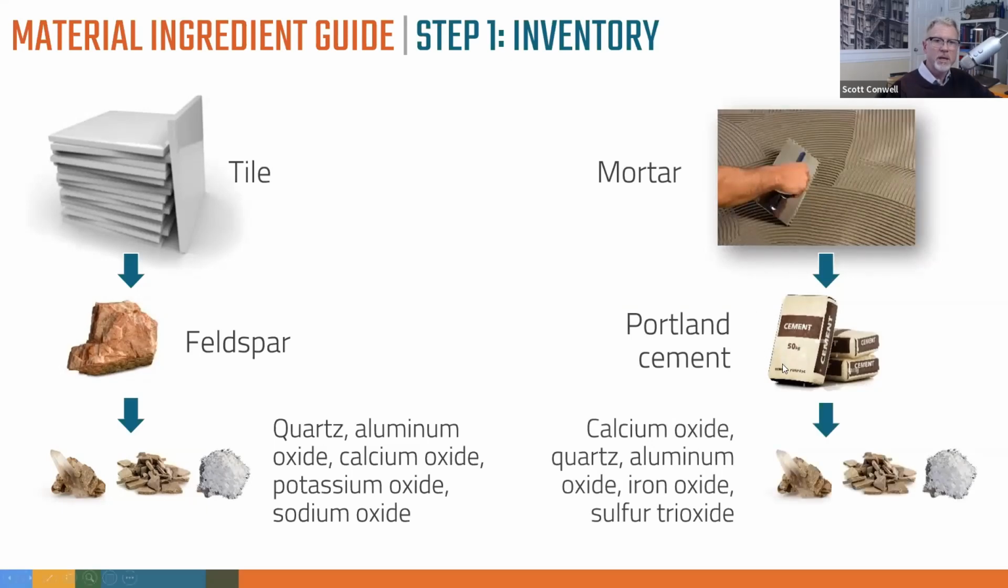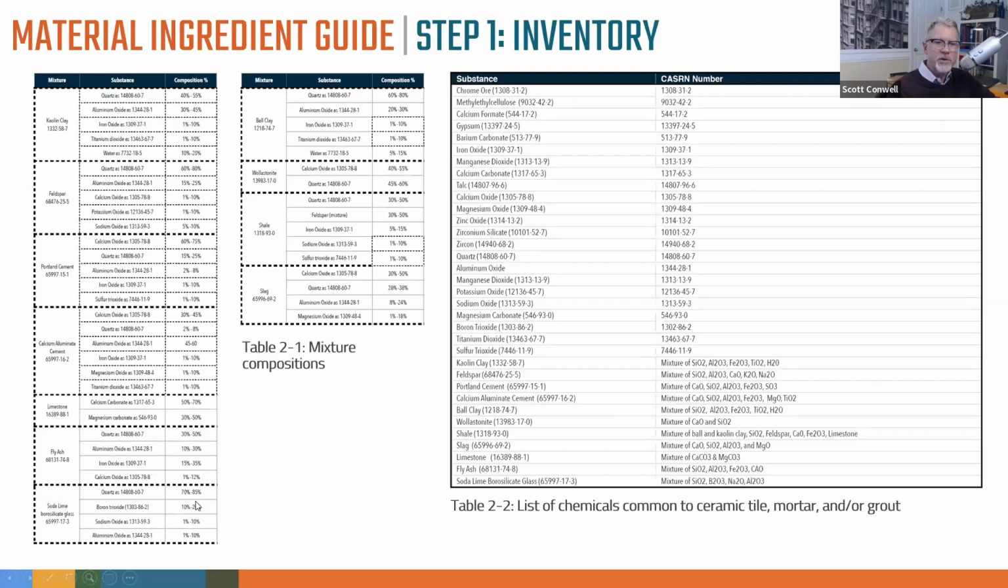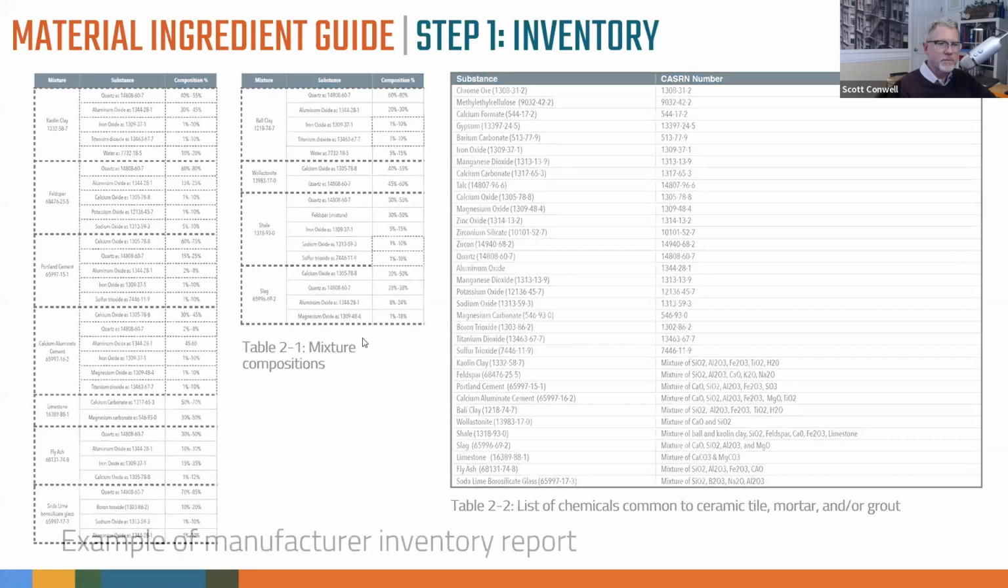Okay, mortar, again, Portland cement is one component of mortar. And then we have the chemicals that go into Portland cement, and you'll see some of them are the same chemicals and the same ingredients that go into making of tile. So each one of these ingredients is given a chemical registry number, okay? And this is all standardized.